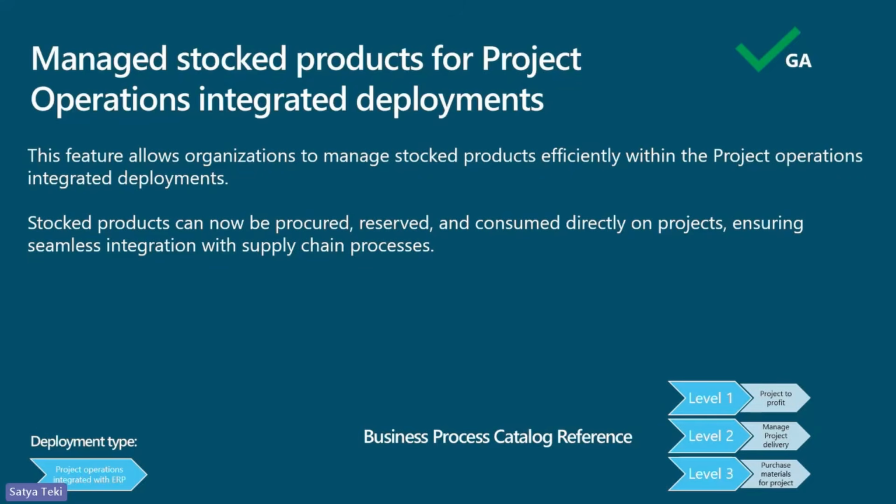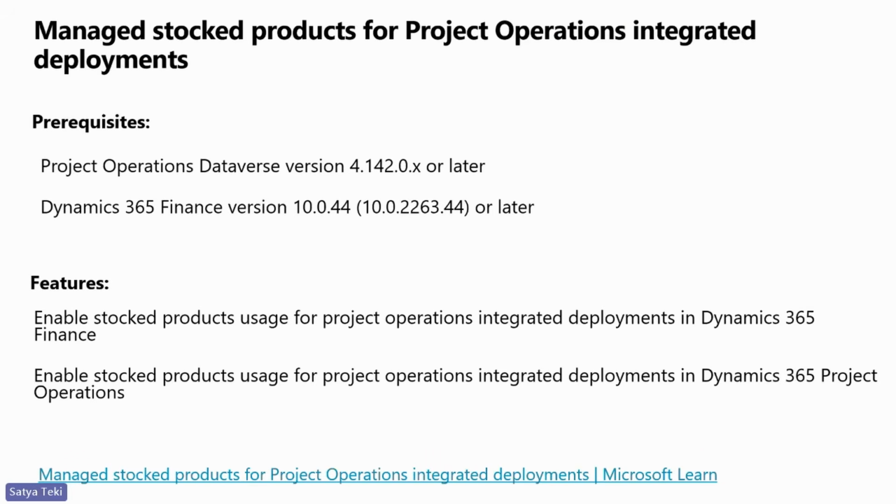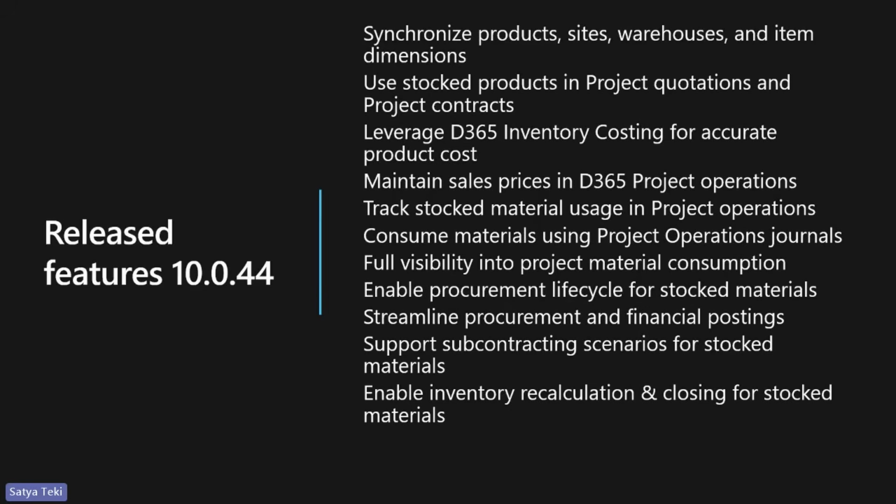So, as I mentioned, this feature is available for the deployment type project operations integrated with ERP. So these are the prerequisites that are required for enabling this feature. So as part of the release, we provide synchronization of products, sites, warehouses, and item dimensions, and use of stock products in project quotations and project contracts.